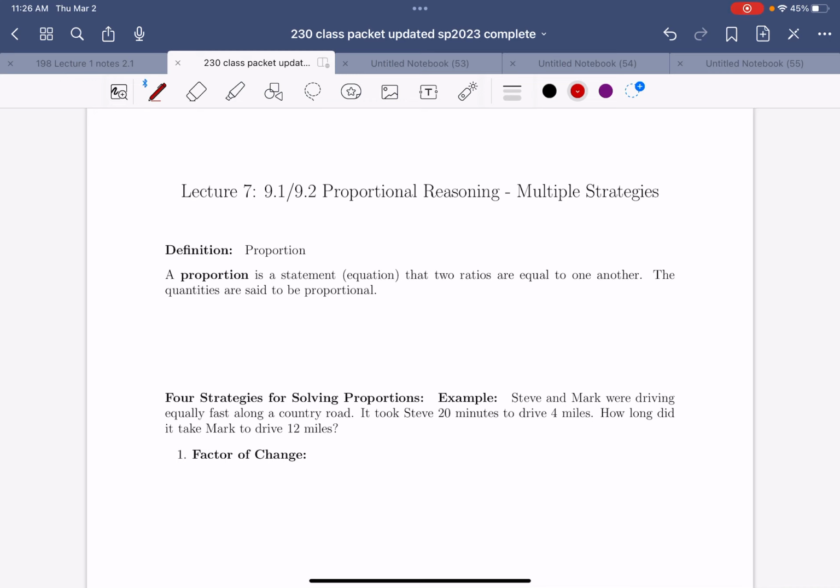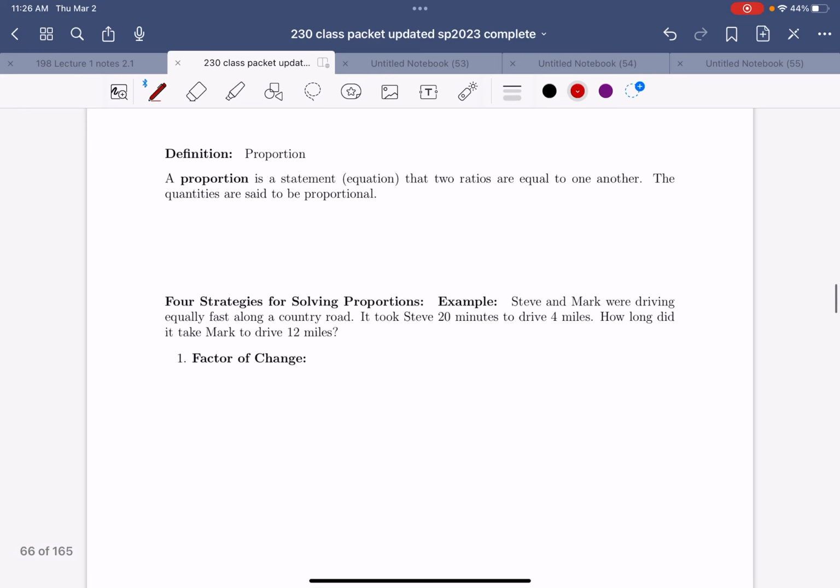But what we want to do is move our students away from boxes into multiple other strategies. So here's what we're going to do. First of all, let's talk about the definition of a proportion. A proportion is a statement or an equation, which means it has an equal sign, that two ratios are equal to one another. We have been making that assumption along the way, but we want to state that with our proportions. The quantities are then said to be proportional.